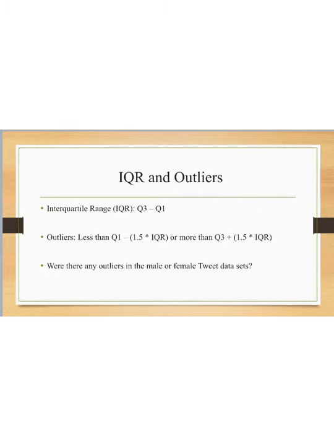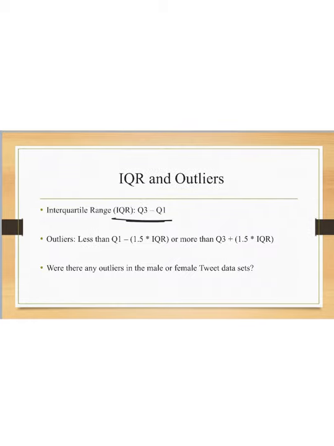Now, we do need to be able to calculate outliers as well. So outliers are values that have a statistical meaning in terms of how far they are from the center part of the data, not just the median, but how far they are from the middle 50% of the data. So when we look at this, the first thing we need to know about outliers is how to find the interquartile range.